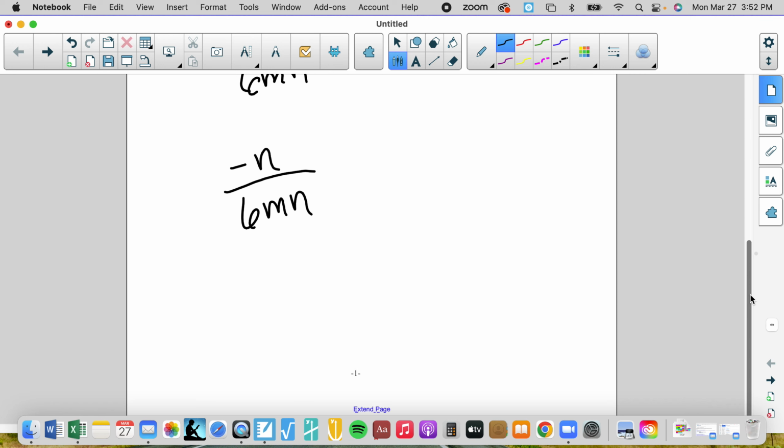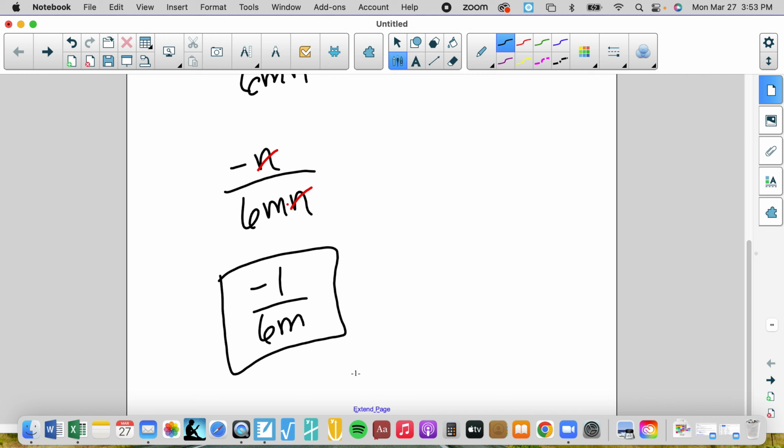And now we can simplify it even one more. We're going to cancel the n's. We can cancel because this is being multiplied. And when we cancel the negative n, we're just canceling the n, and we have to represent that negative. So this would be our final answer.